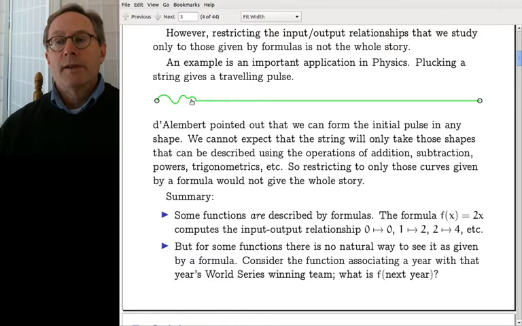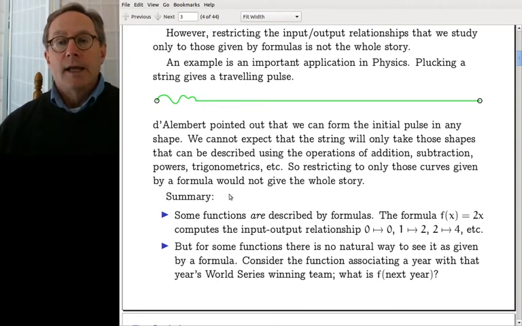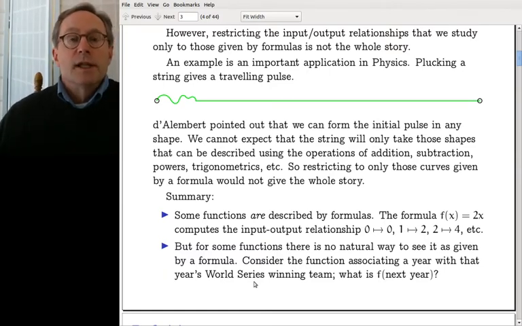So we can't expect that the string will only take those shapes that can be described using addition, subtraction, trigonometrics, etc. In summary, some input-output relationships are described by formulas. That's great. f of x equals 2x computes the input-output relationship. An input of 0 is associated with an output of 0, an input of 1 is associated with an output of 2, and so on. But for some functions, there's no obvious way to see it as described by a formula. If, for example, I take the function that associates an input year with an output of the team that wins the World Series in that year, it's just not sensible to say there's a formula for that.